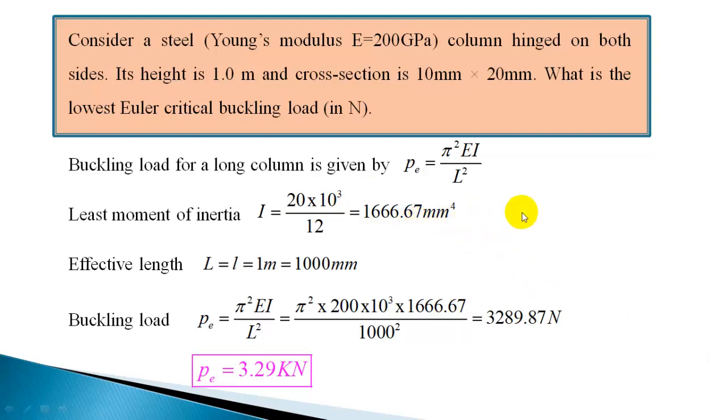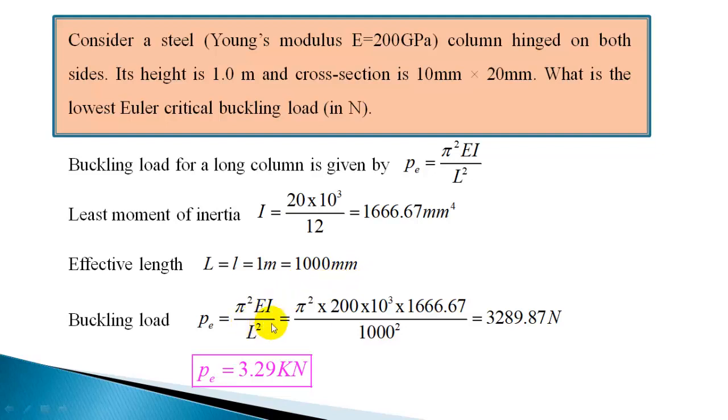You can also check the value 10 into 20 cube by 12, which will be much higher than this. So the least moment of inertia is this value. So you have the least moment of inertia, and the effective length is the length itself, and the length of the member is 1 meter or 1000 mm.